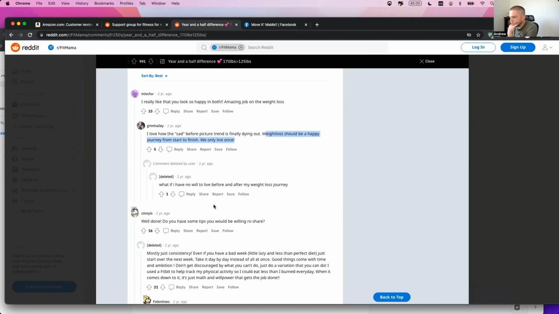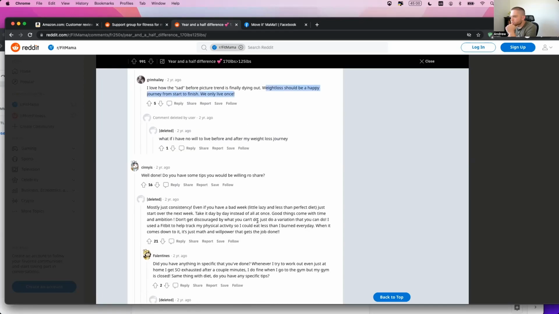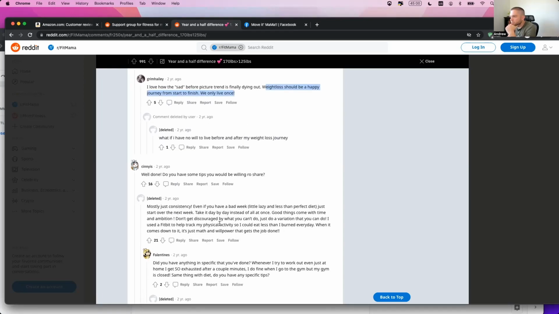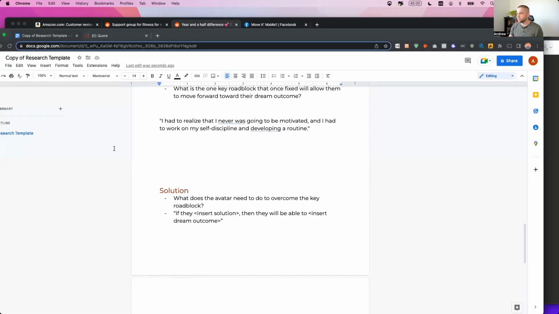"You want tips that you're willing to share." Okay, this is mostly consistency. "If you've had a bad week, start fresh the next week. Take it day by day, not all at once. Get things calm with time and ambition. Don't get discouraged. What you can't do, just do a variation. I use a Fitbit to help track my physical activity, so I eat less and I burn every day." Again, that's part of the solution. "It's just math, willpower to get the job done." Okay, I'm going to slap this whole thing in the solution section here of our doc.